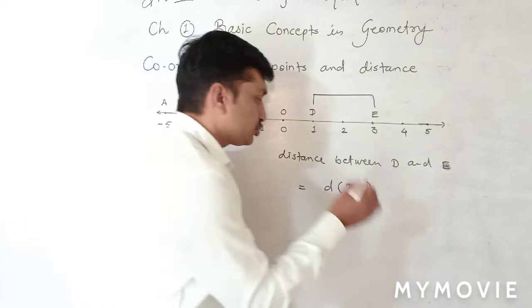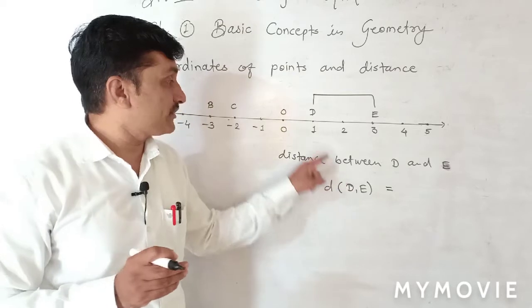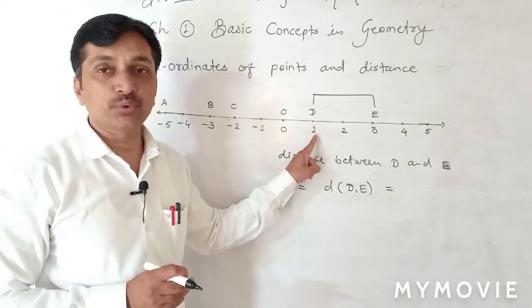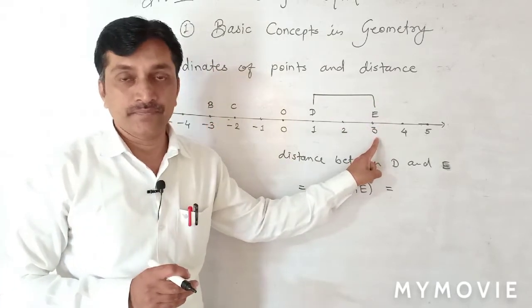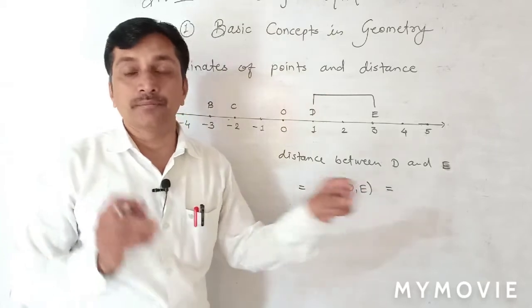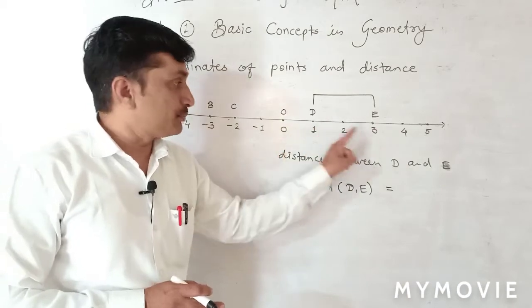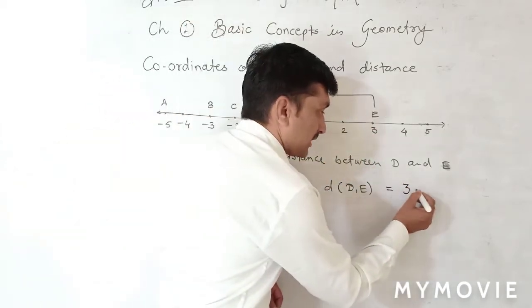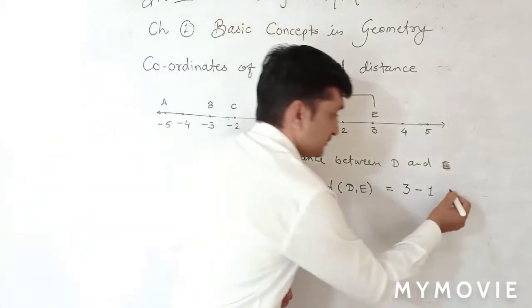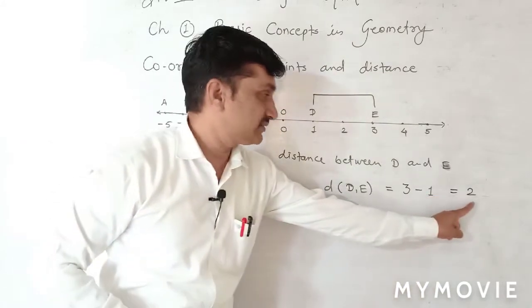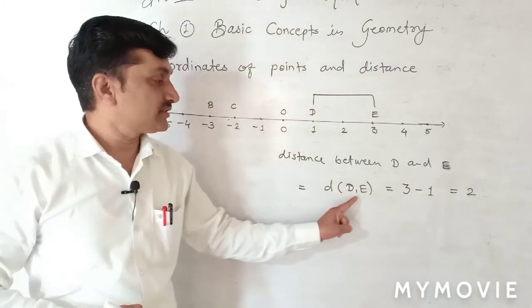Then how to find it? It is very easy. What is the coordinate of point D? The coordinate of point D is 1. What is the coordinate of point E? The coordinate of point E is 3. If you want the distance between them, it is bigger coordinate minus smaller coordinate. The bigger coordinate is 3 minus the smaller coordinate 1, and by subtracting we get the distance equal to 2. Therefore 2 units is the distance between points D and E.